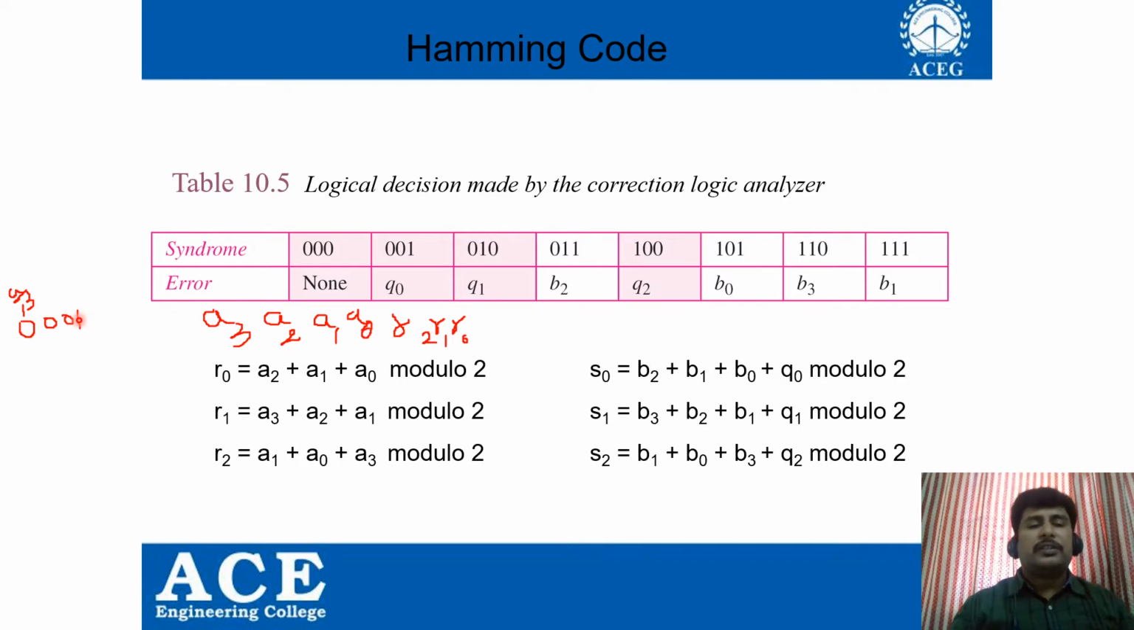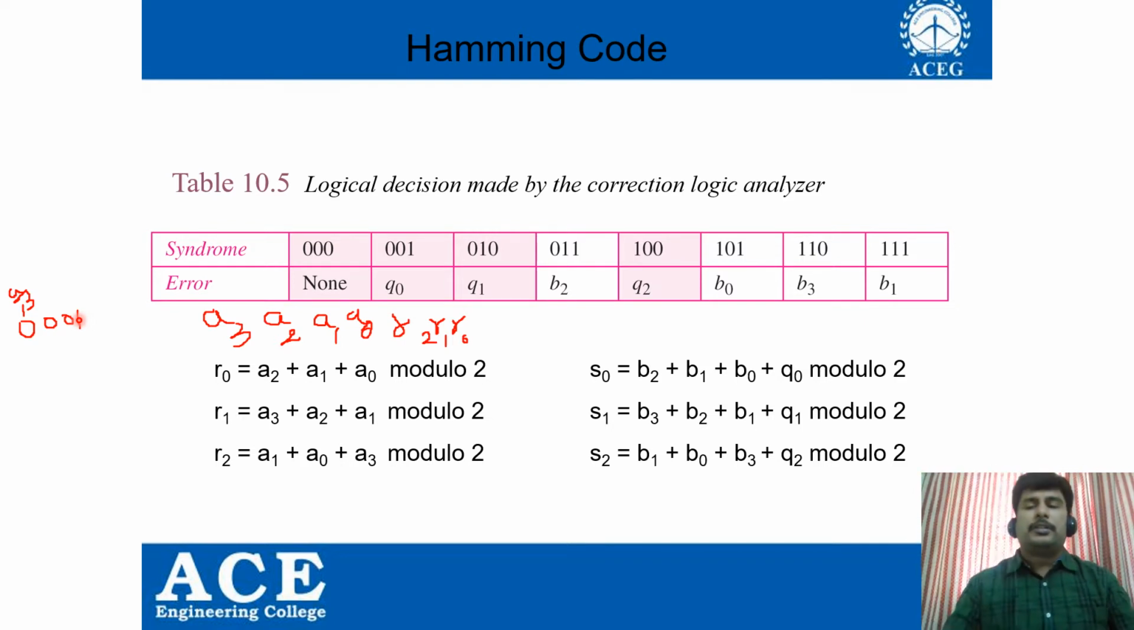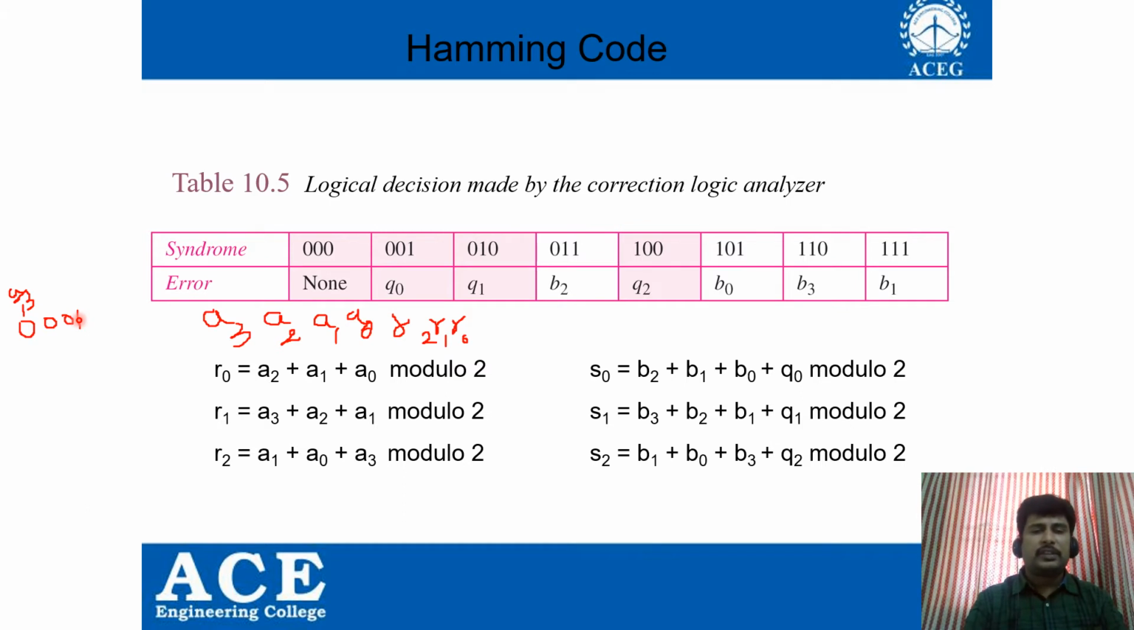So for this 4-bit data word, we need to calculate R2, R1 and R0. What is the process of doing this? We have to implement modulo addition. What are the rules of modulo addition?